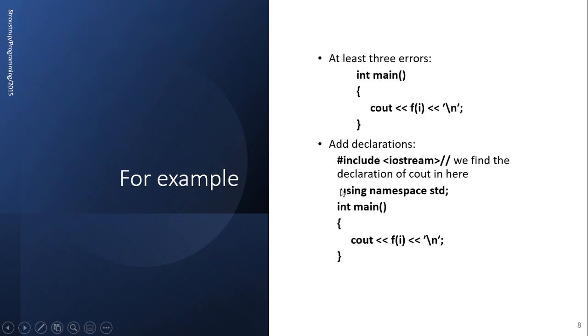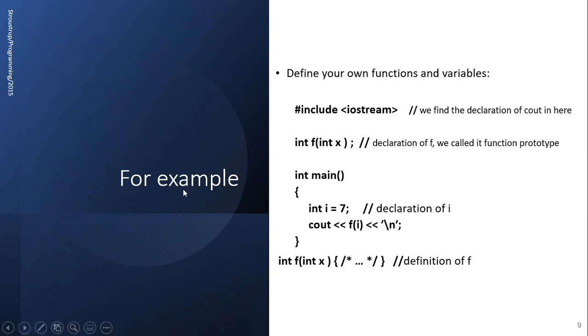If you do not put this statement, you can write it here as std, then the scope resolution operator, cout. Then it will be fine. But in order to fix the problem of declaration of cout, you need to write this statement, using namespace std, and you need to provide this preprocessor directive, hash include iostream. This will fix the issue of the missing declaration of cout. Now we have two more problems. One is the declaration for function f, and the other the declaration for I. So you need to include declarations for those as well.